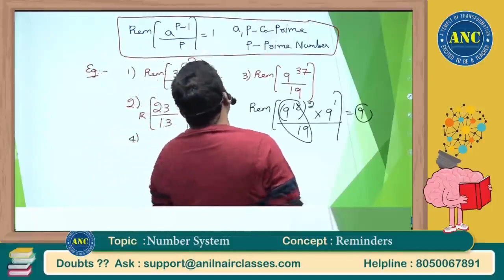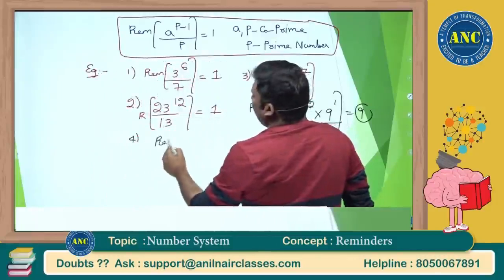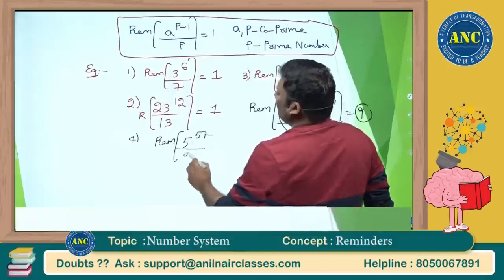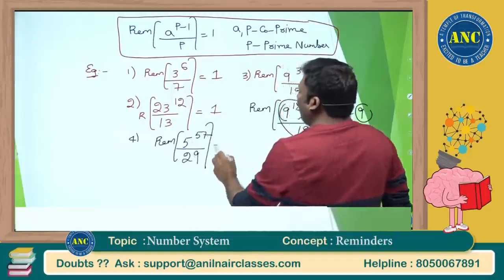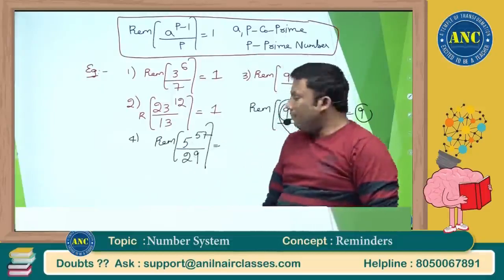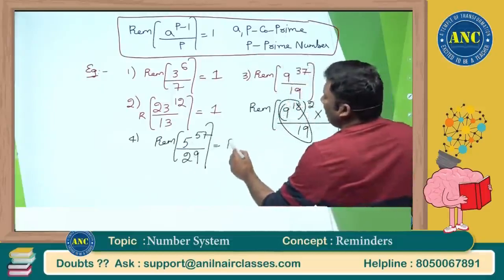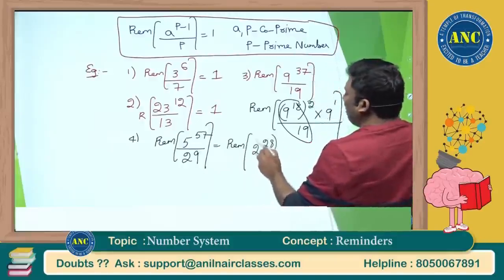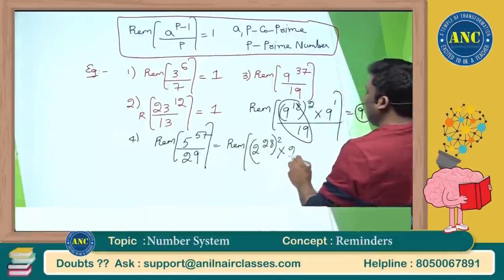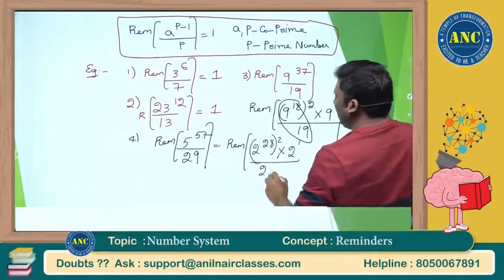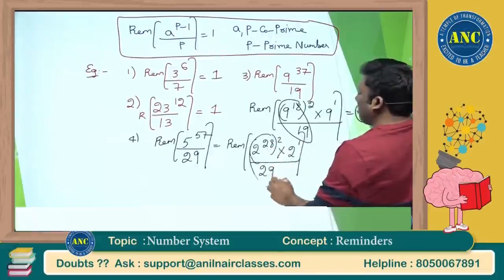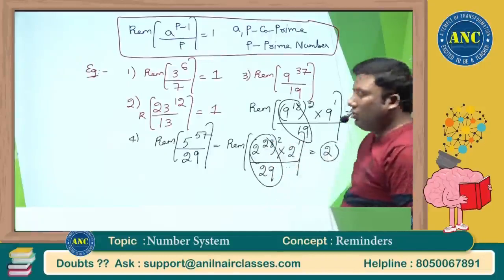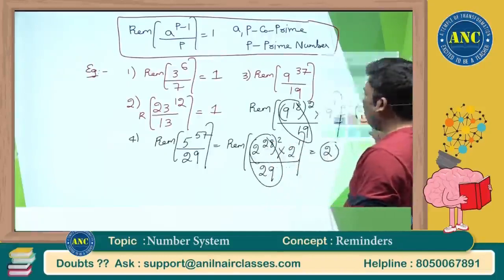Two more problems. Fourth question. 5 power 57 divided by 29. If the denominator is a prime number, then it will become 5 power 28 twice. 28 2s are 56. Another 1 power of 5 is remaining into 29. So these are nothing but 1. 1 into 5 is nothing but 5.